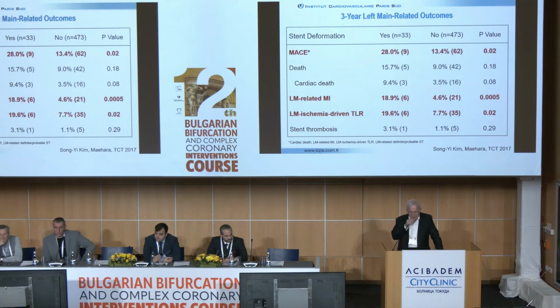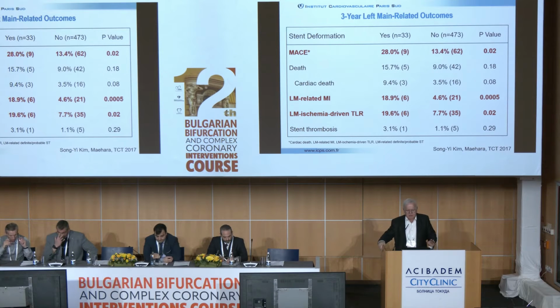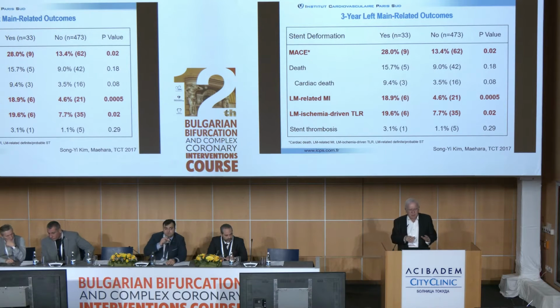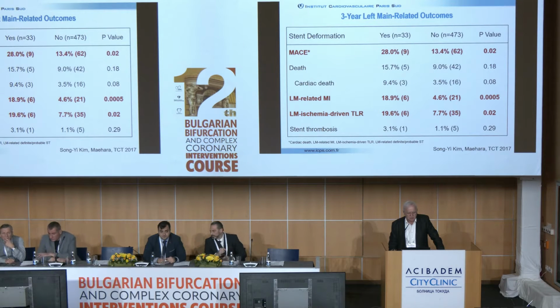And this is a slide from a work of Akiko Maehara. It was in EXCEL. It was found in a systematic IVUS subgroup. So some operators didn't know that they had the distortion. And the MACE rate, when you have no distortion, is 13.4%, and it is double when you have the distortion.